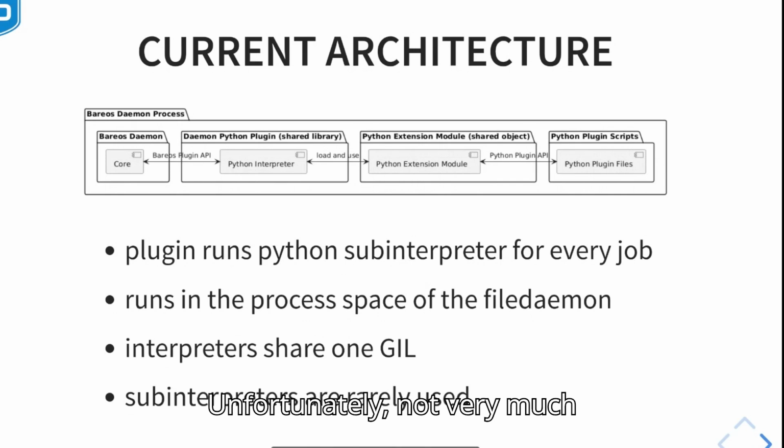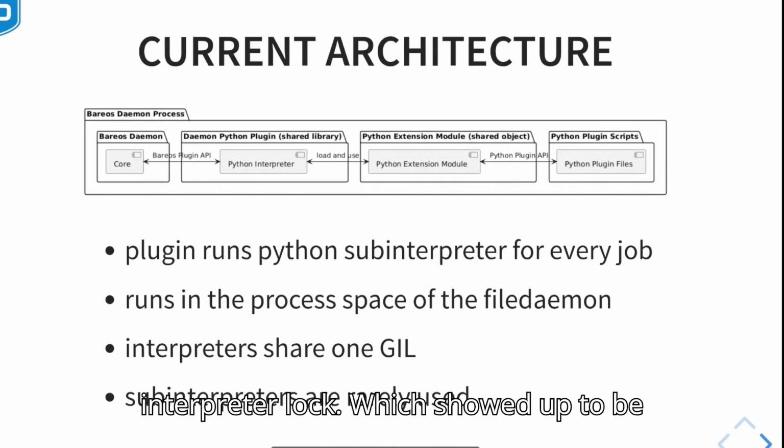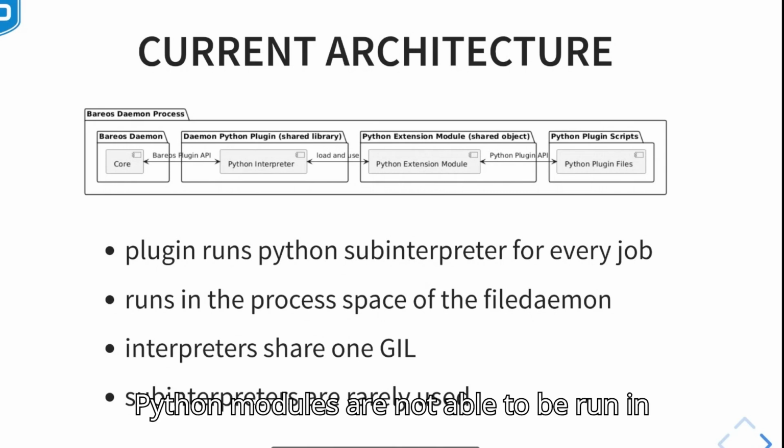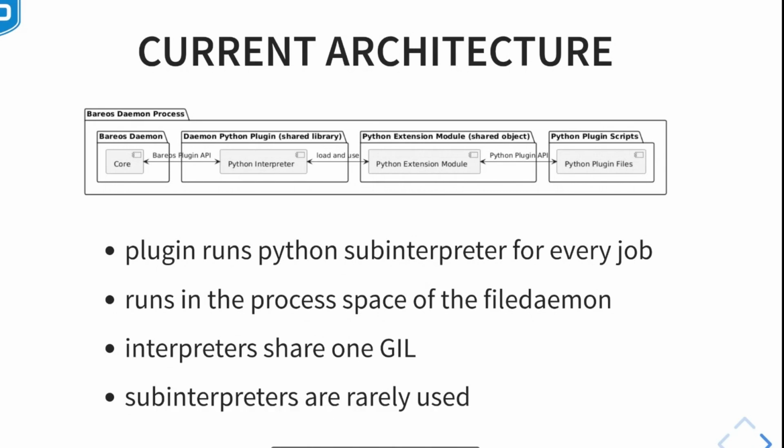Unfortunately, not very many people use subinterpreters, and all interpreters share the global interpreter lock, which showed up to be a problem if you are running many jobs at the same time in parallel, because some Python modules are not able to be run in parallel in multiple threads.